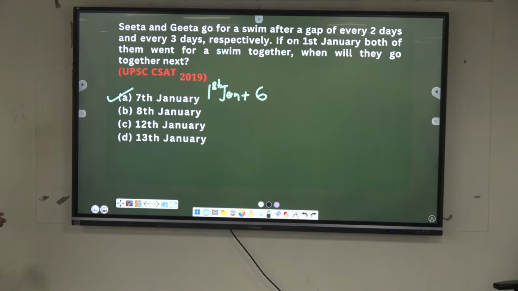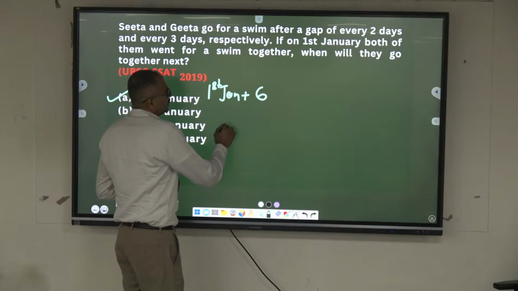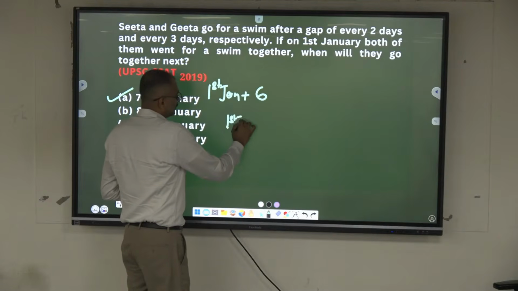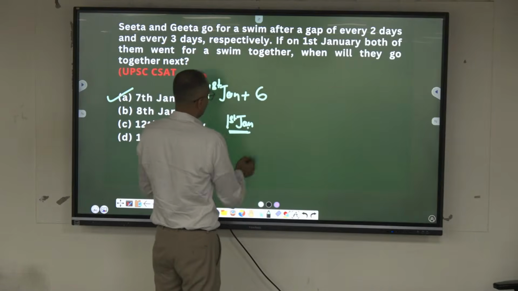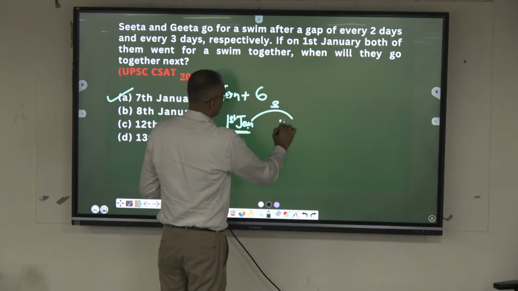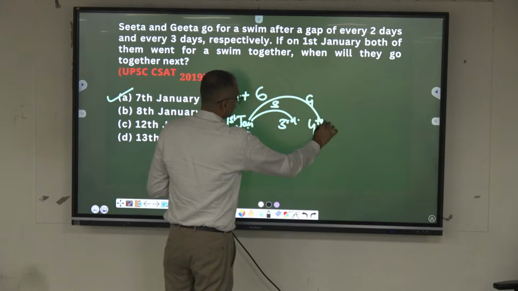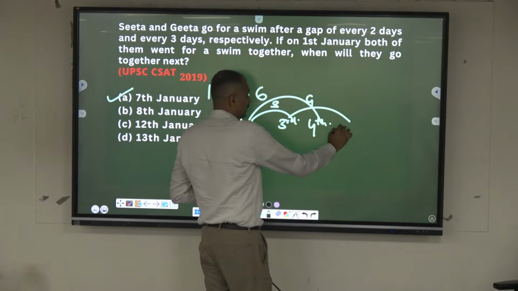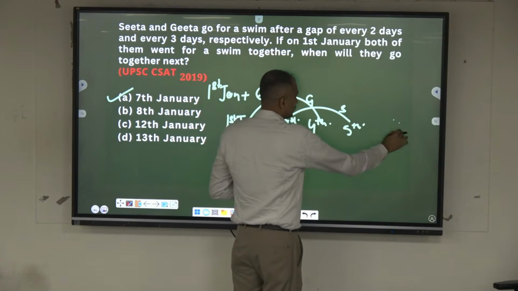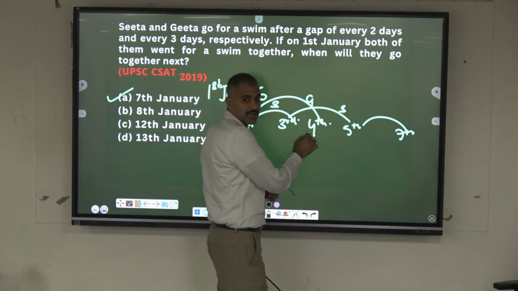Sita and Geeta go for a swim after a gap of 2 days. 1st January, both went. Okay, next, when will Sita go? 3rd. Geeta, 4th. Okay. Next time Sita goes, when? 5th. Next 7th.